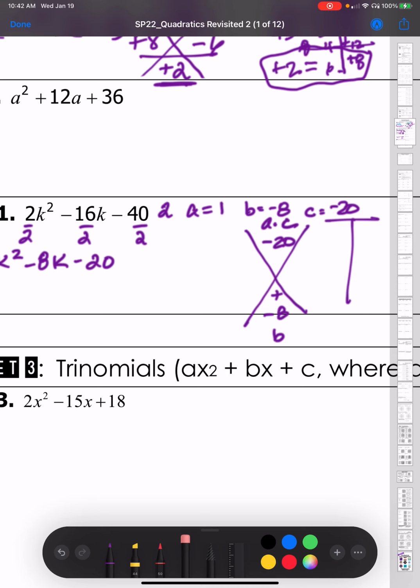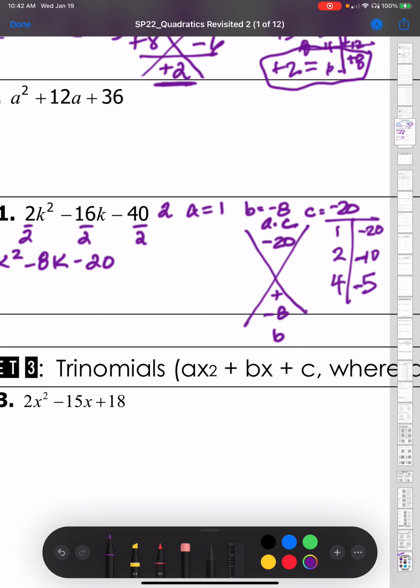Once again, 2 factors that multiply to get a negative means that we have to have a negative and a positive. And if we add them together and the result is negative, that tells us that the larger factor has to be negative. So start listing our factors. We have 1 and 20, 2 and 10, 4 and 5. Now we already said we wanted our larger number to be negative, so I'm going to make all of the larger numbers negative.